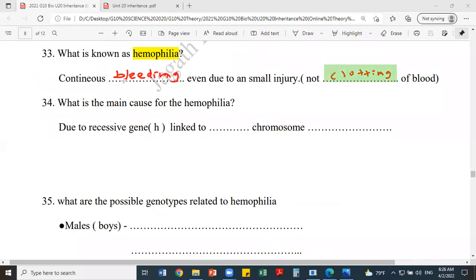This disease is seen only in males, and females are the carriers. Right, here is the main cause. So this is the symptom. If you want to write here, this is the symptom.